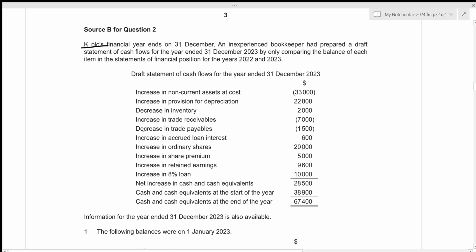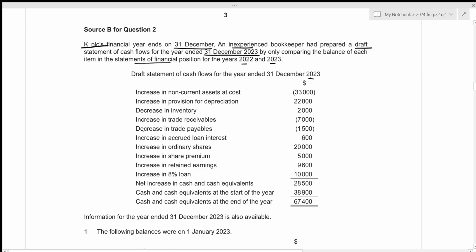KPLC's financial year ends on 31st December. An inexperienced bookkeeper had prepared a draft statement of cash flows for the year ended 31st December 2023 by only comparing the balance of each item in the statements of financial position for the years 2022 and 2023. We have been given the draft statement of cash flows for the year ended 31st December 2023.